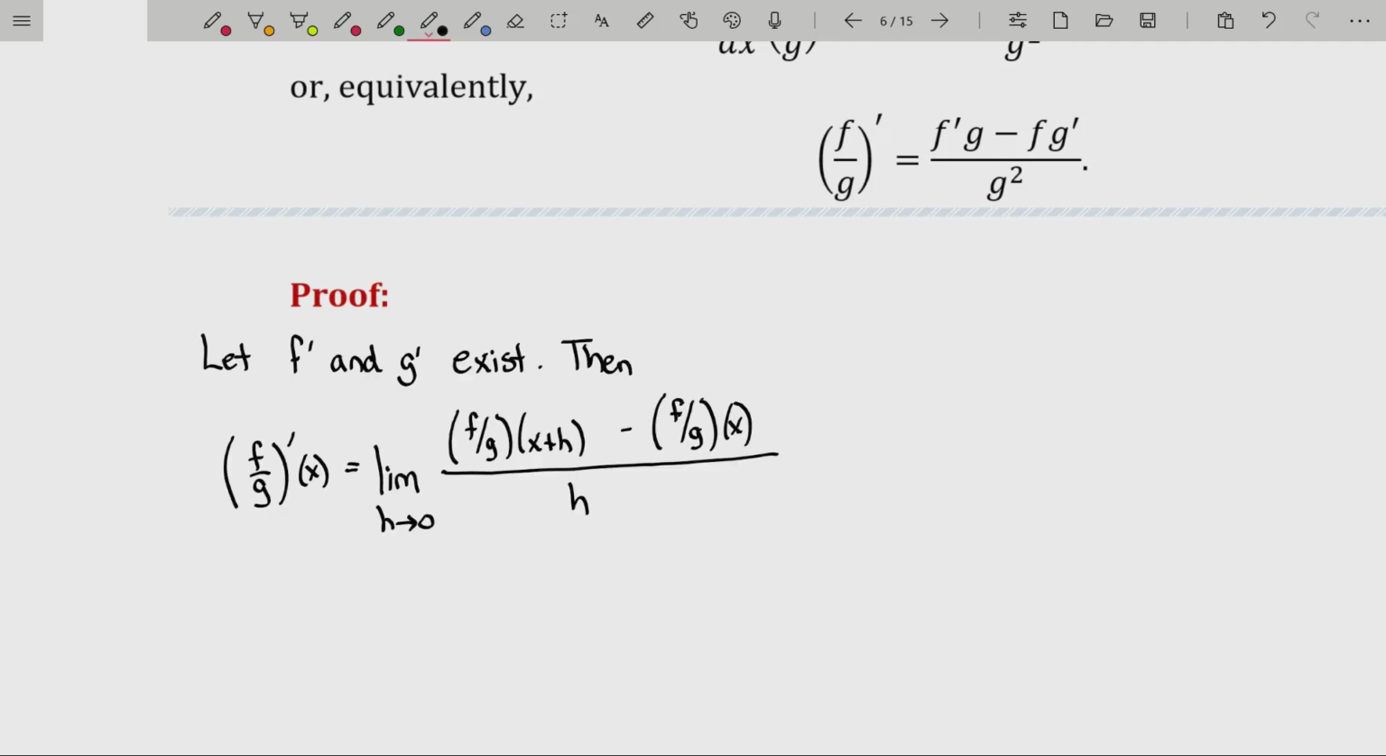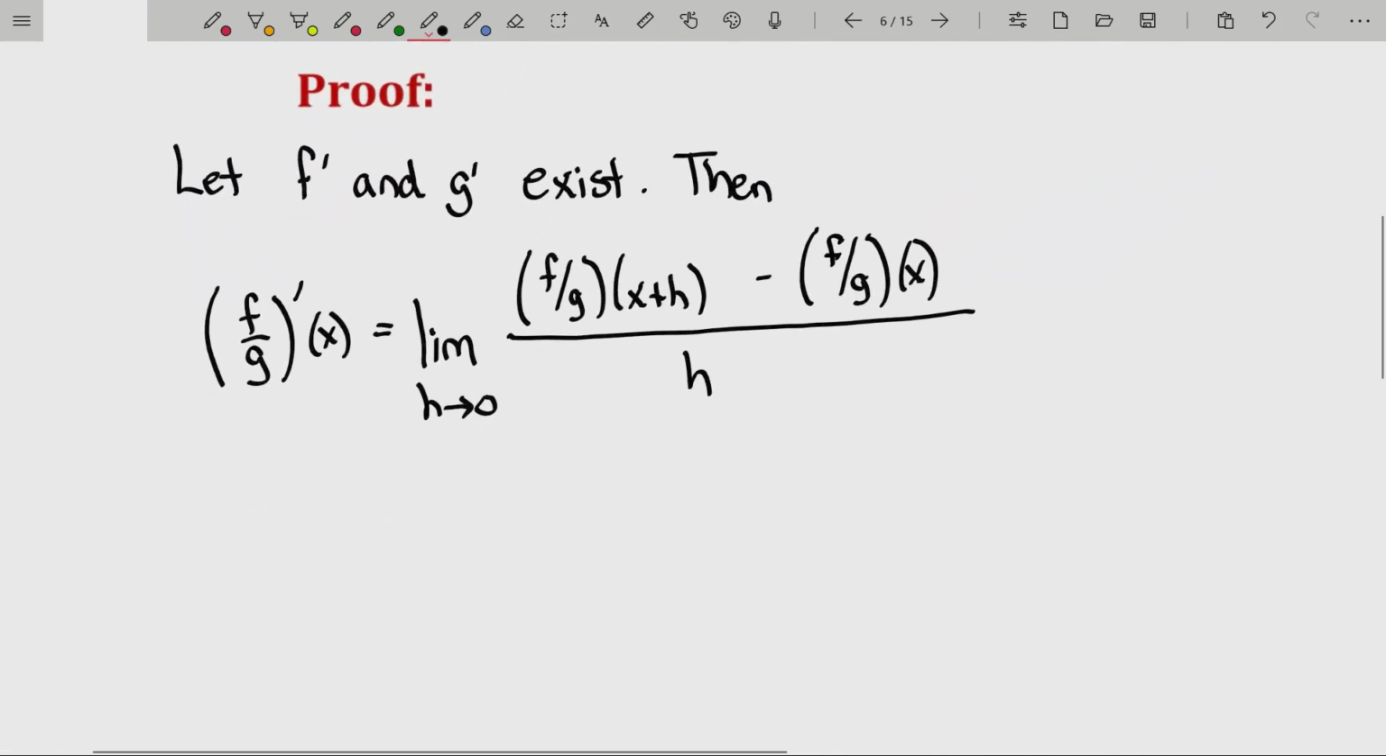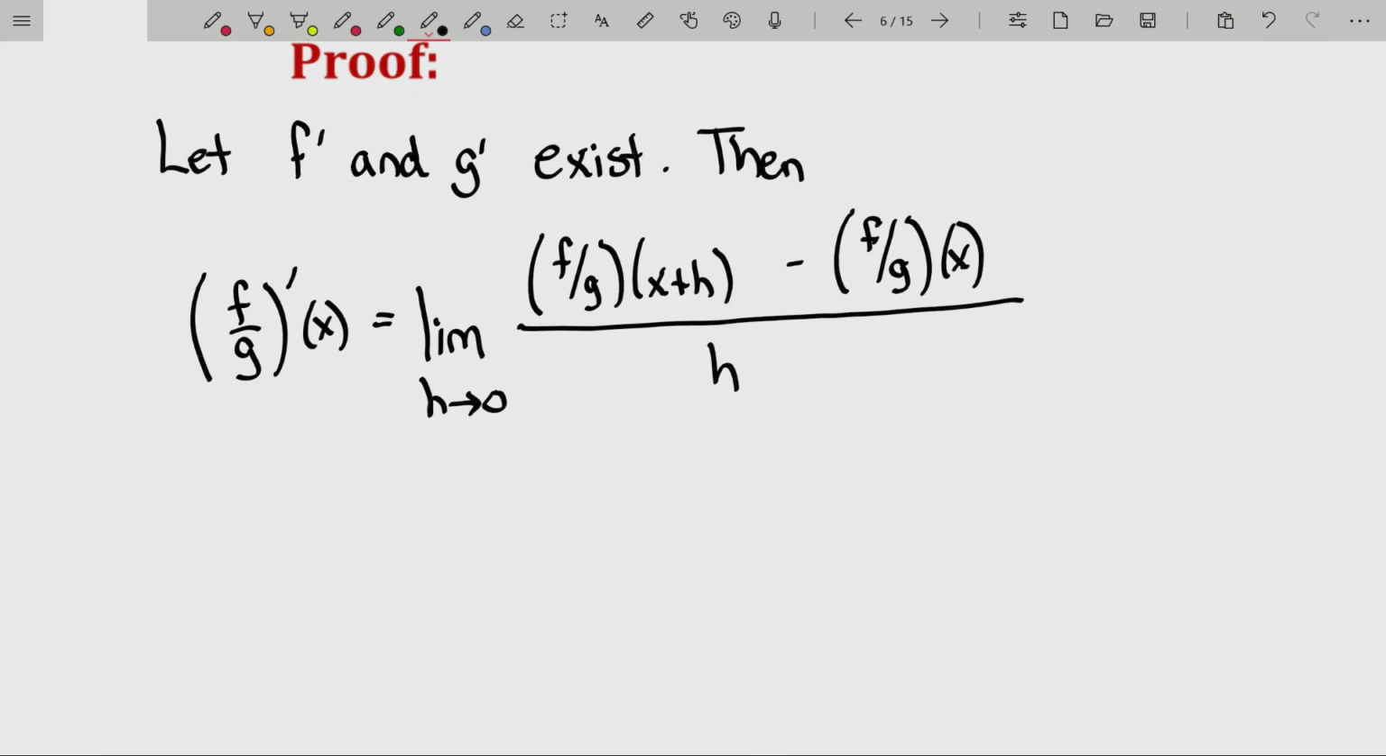We're first going to state that f prime and g prime exist, because the theorem allows us that. And then logically from that, using just the definition of a derivative, the derivative of a function is the function evaluated at x plus h minus the function evaluated at x, all over h, as h tends to 0. And that's what we wrote here.